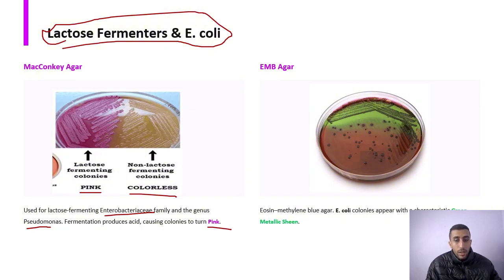Eosin methylene blue agar is used for identification of E. coli, as E. coli appears with a green metallic sheen here. This green metallic sheen is E. coli after being grown on eosin methylene blue.